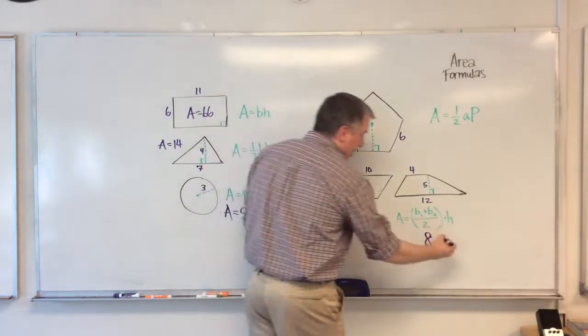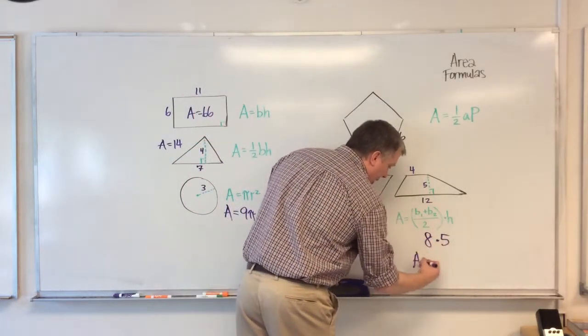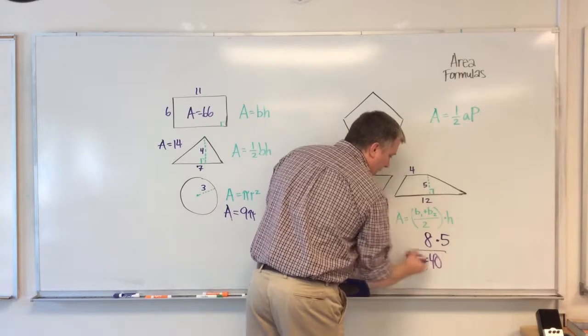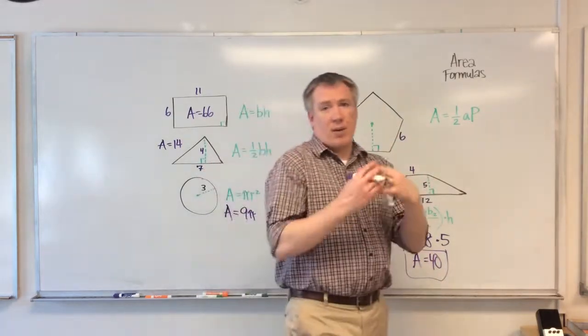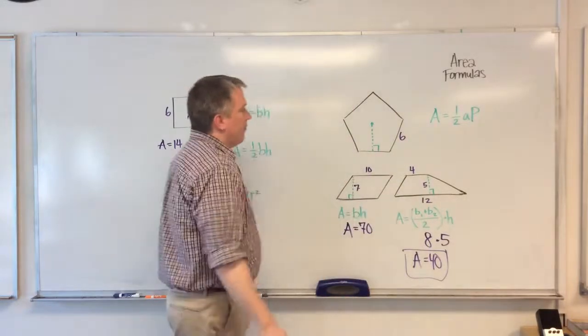And so 8 times 5, that would make our area equal 40. So once again, on a trapezoid, you're just taking the average of the bases and multiplying by the perpendicular height.